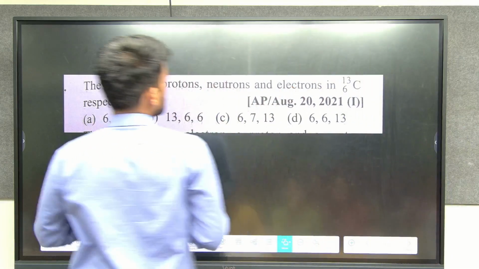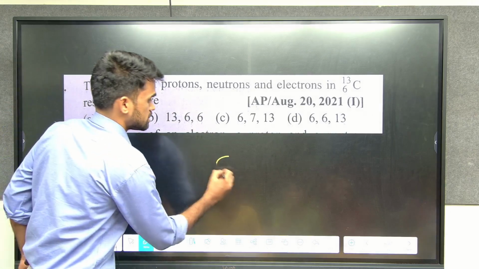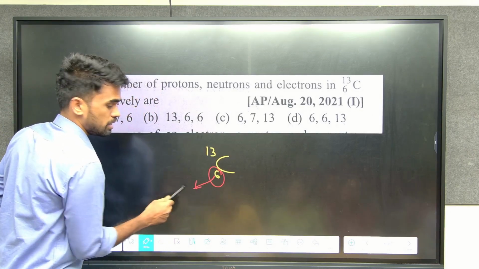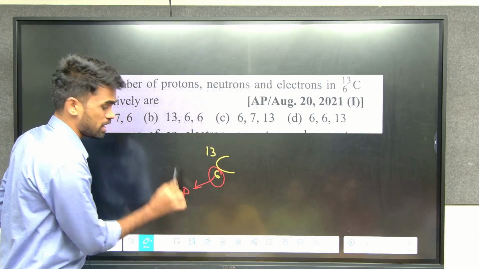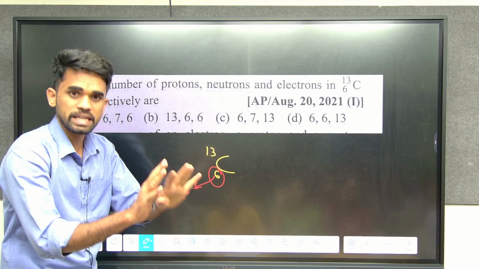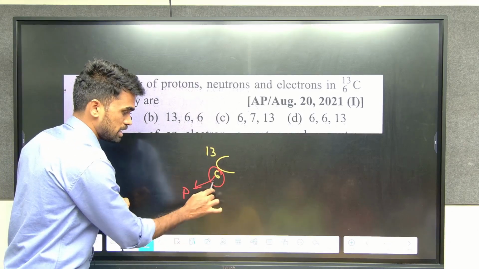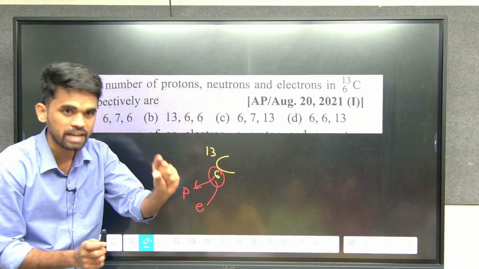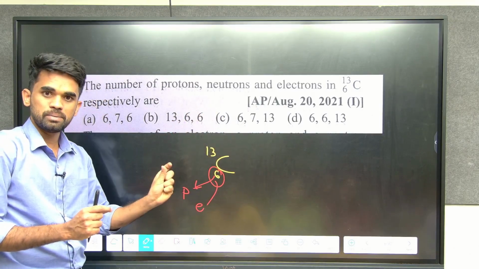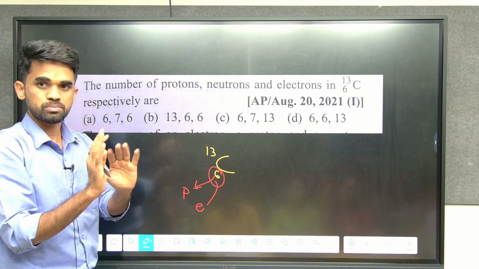Six, 7, 6. See here, C 13, 6 is there. Here atomic number represents number of protons. For an atom, number of electrons and protons are equal, so number of electrons is also 6. Electrons and protons are 6 and 6. For an atom I am saying, not for ion. For an atom, atomic number equals number of protons and also number of electrons. Both of them are equal.